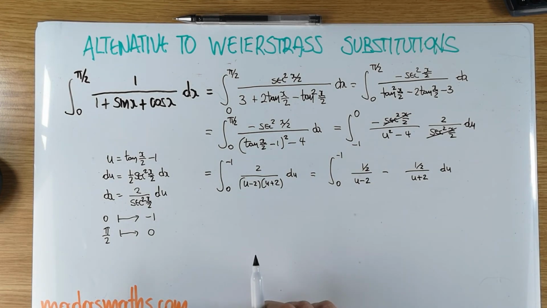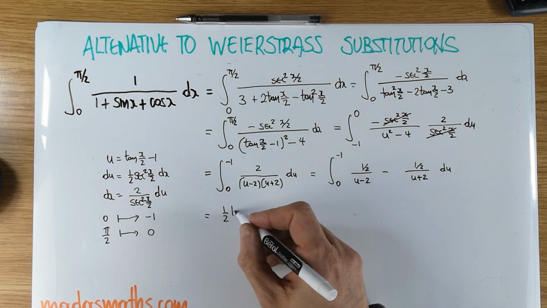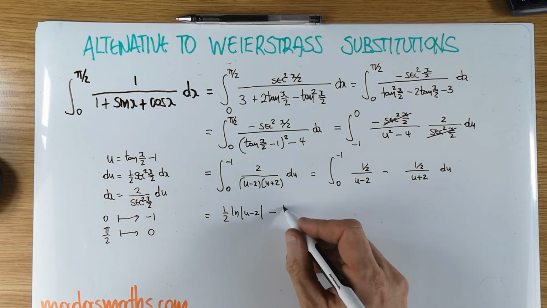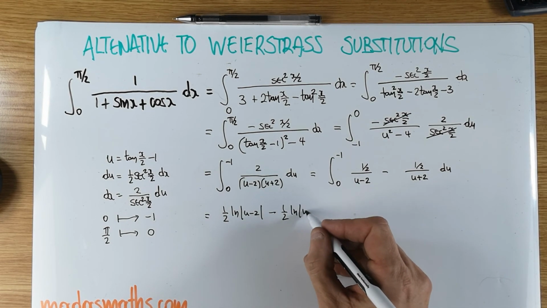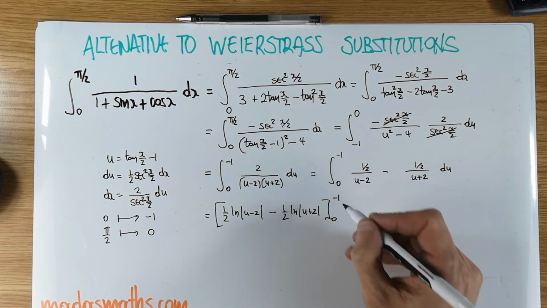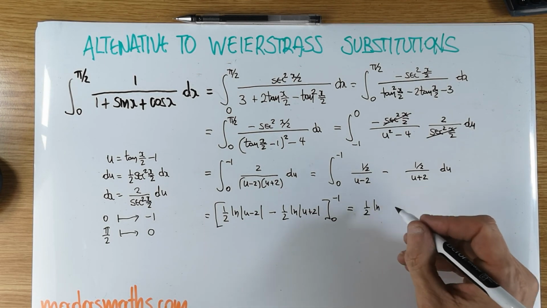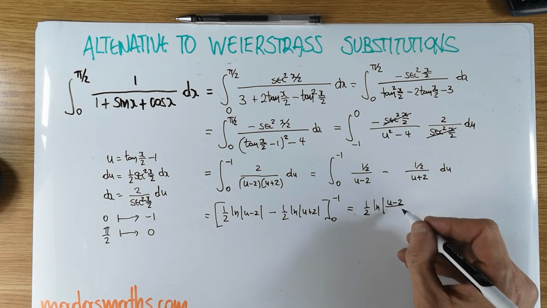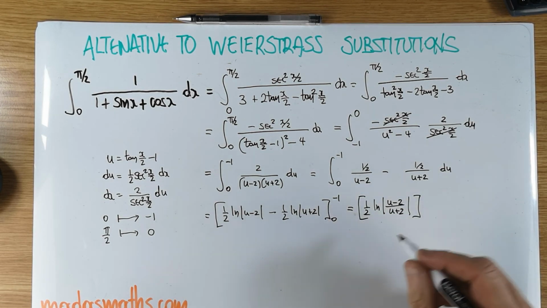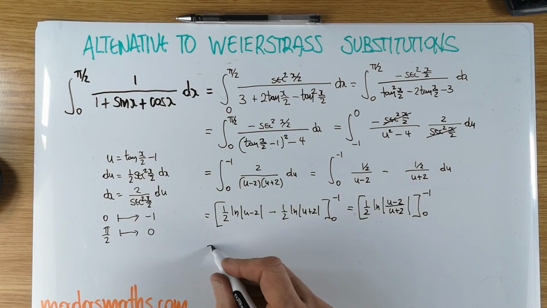I've got the limits all there. So this will be equal to a half log of u minus 2 minus a half log u plus 2 between the limits of 0 at the bottom, minus 1 at the top. Factorize the half, write it compactly, u minus 2 over u plus 2. And then the evaluation limits there, 0 and minus 1. And let's put the numbers in and see what happens.